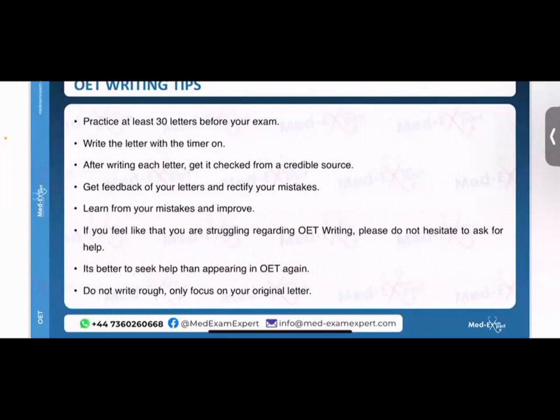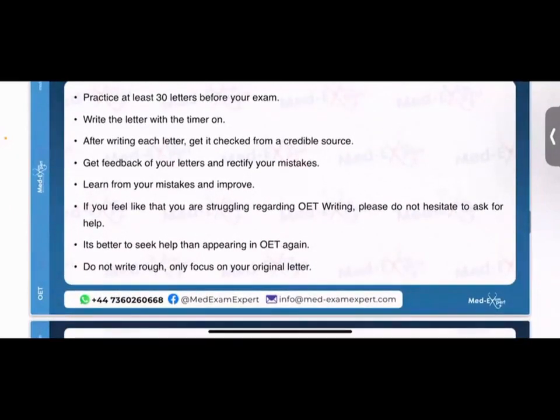After writing each letter, get it checked by a credible source. This is another important thing, because a lot of the time aspirants do write, but they have no clue what things are not correct in their letter. So it is advisable that you get it checked by a credible source, either a mentor, any academy, or any online platform. Whichever is best for you, you can use that credible source.